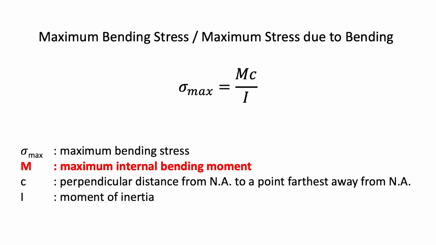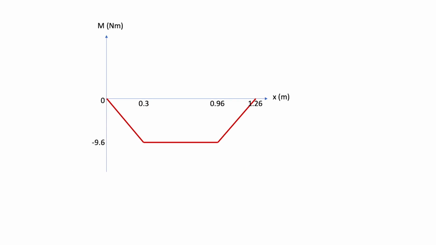In this video, I just want to highlight the maximum internal bending moment. How to get the value of maximum bending moment? The answer is through the bending moment diagram. This is the bending moment diagram, where the vertical axis is moment and the horizontal axis is length of beam. How to draw this diagram? I will explain it after this. From this diagram, we get the maximum internal bending moment is 9.6 newton meters.